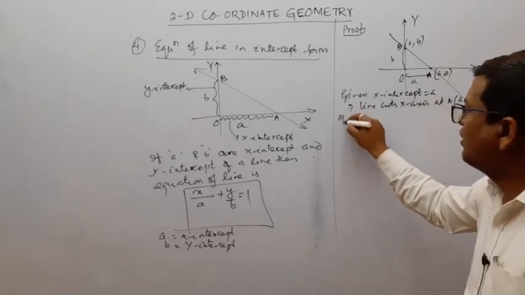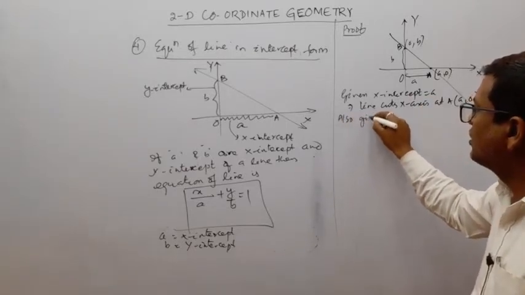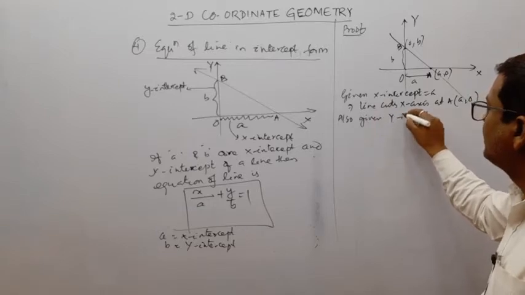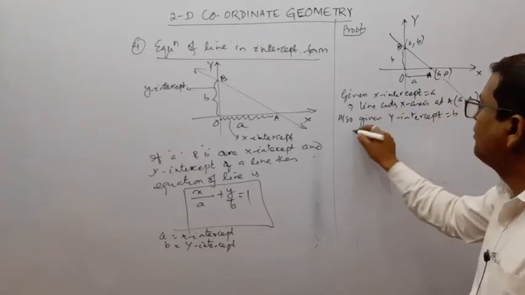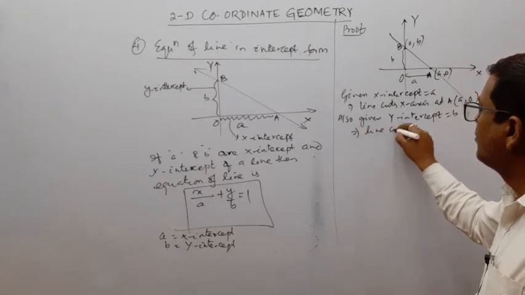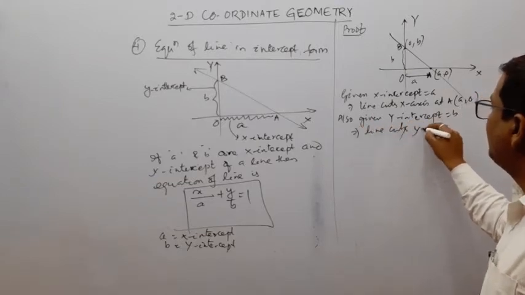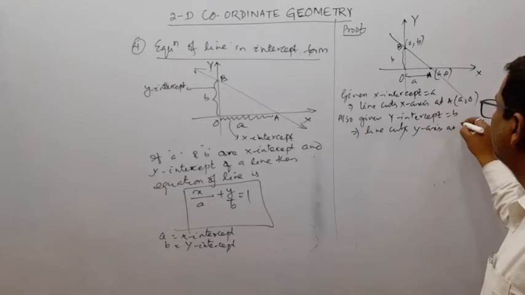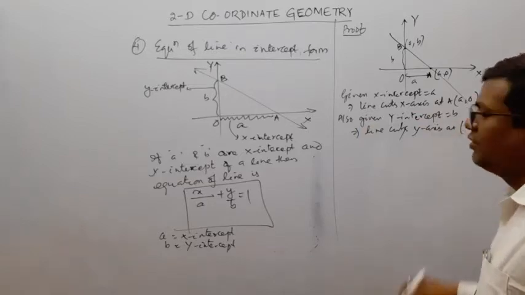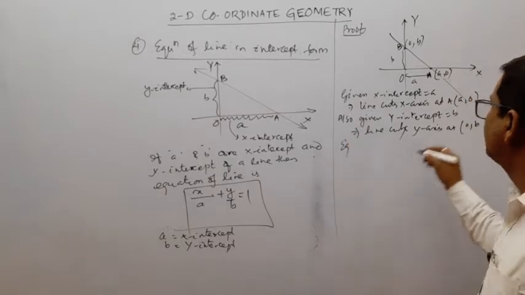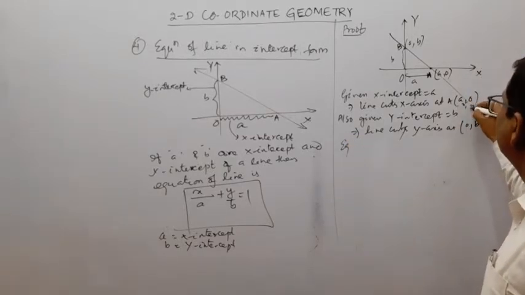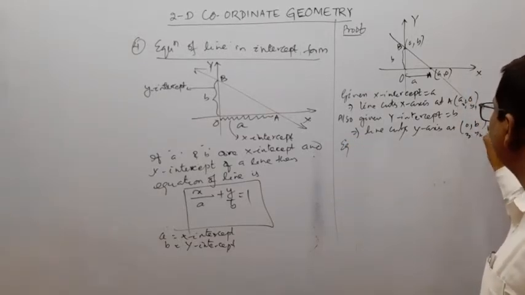Y-intercept is also given. The y-intercept is equal to b. That implies the line cuts the y-axis at (0, b). Now, the equation of a line passing through two points: this is x1 and y1, this is x2 and y2.